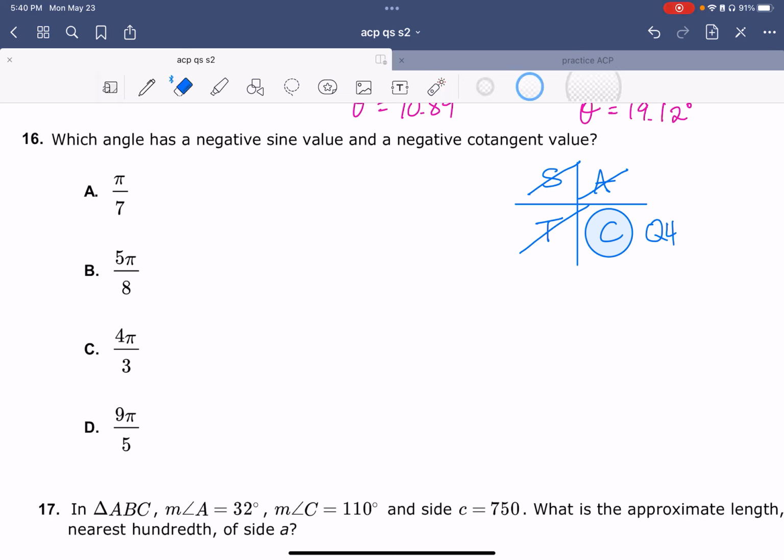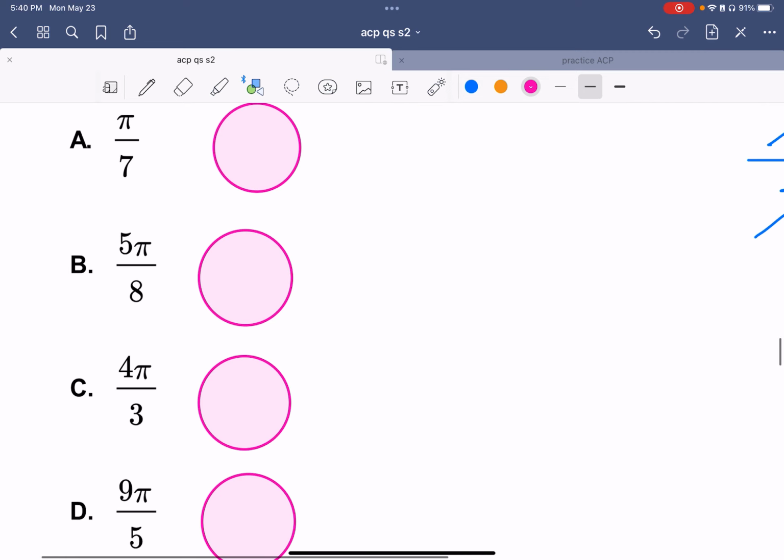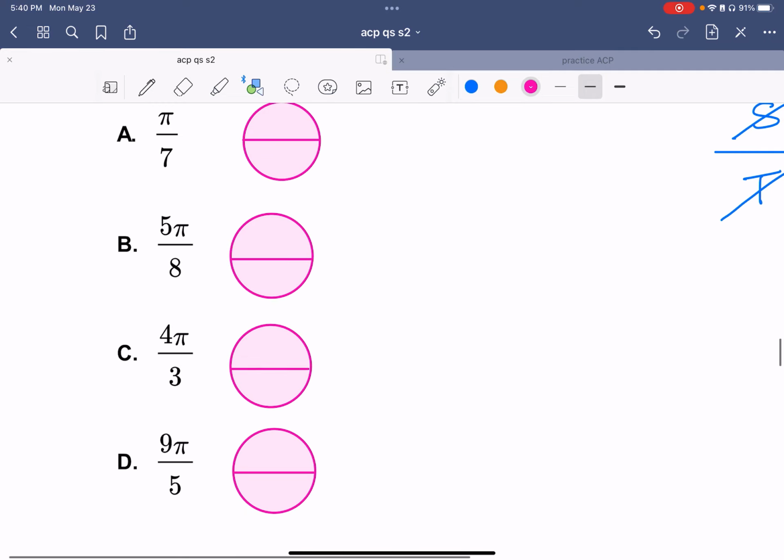So basically you've got to figure out which one of these angle measurements is in quadrant 4. So if you remember your unit circles, I'm going to draw 4 little circles for all of them. And I'm just going to draw the x-axis on them. You don't have to worry about anything else. Just keep it simple. And then remember that on this side of every single unit circle, you have 0 radians, pi radians, and then you go back to 2 pi radians.